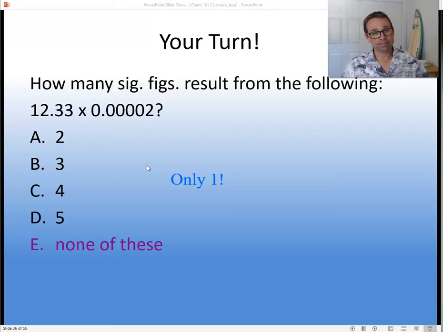Okay. Very good. Excellent. So now what we're seeing is when you multiply or divide, or any combination of multiply, divide, multiply, multiply, divide, and then you get your answer, the number of significant figures that your answer should have will be limited to the measurement that had the fewest number of significant digits. Okay?